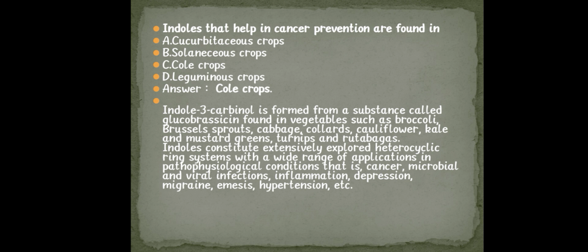The next: indoles that help in cancer prevention are found in: first the cucurbitaceous crops, second the solanaceous, third cole crops, fourth the leguminous crops. So for cancer prevention, the indoles, the answer is cole crops. Indole-3-carbinol is formed from a substance called glucobrassicin, found in broccoli, Brussels sprouts, cabbage, collards, cauliflower, and also mustard greens, turnips, etc.